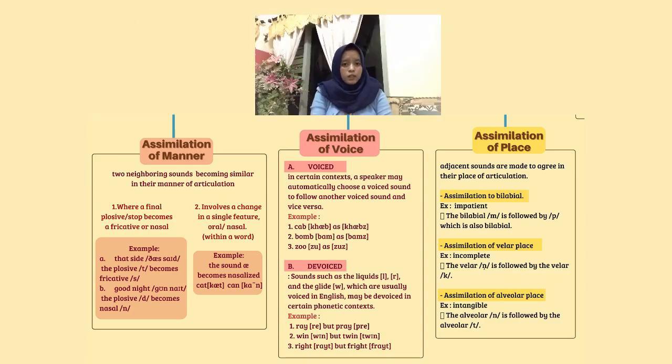Thank you. So, I would like to continue Andira's explanation about voice assimilation. Assimilation of voice happens when a cluster of two consonants differing in voicing. The second consonant has to agree in voicing with the preceding one. And voice assimilation is divided into two: voiced and devoiced.